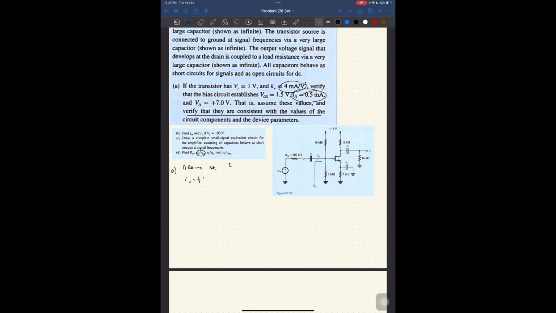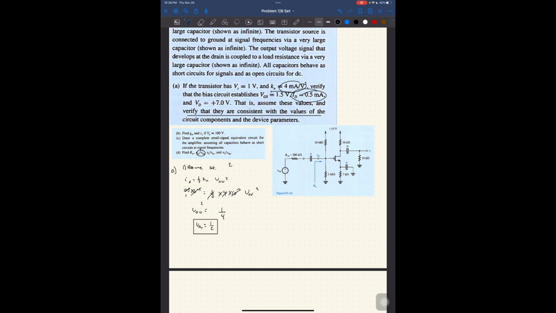ID is equal to half Kn VOV squared. You tell me that ID is equal to 0.5 times 10 to the negative 3, and you tell me that Kn is equal to 4 milliamps, so 4 times VOV squared, which implies that VOV must be equal to, so this is 1 times 10 to the negative 3 over 4 times everything, so it's going to be 1 over 4 squared. So VOV is equal to 1 over 2.